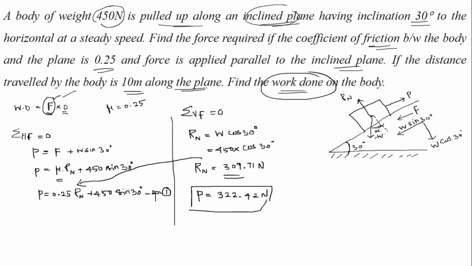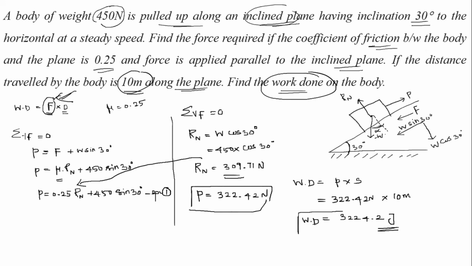Now, we need to calculate the work done. Work done is equal to force into distance. The distance is given as 10 meter. So, force is equal to 322.42 Newton into distance 10 meter, which is equal to 3224.2 Newton meter. Generally, work done is expressed in joules. So, work done is equal to 3224.2 joules. Okay. Thank you.